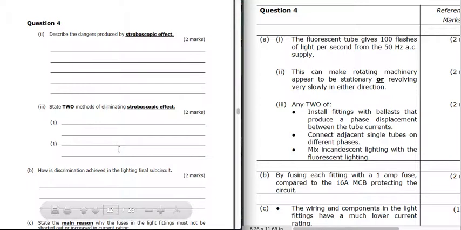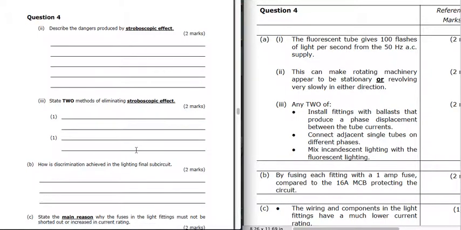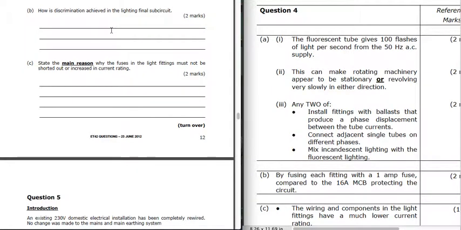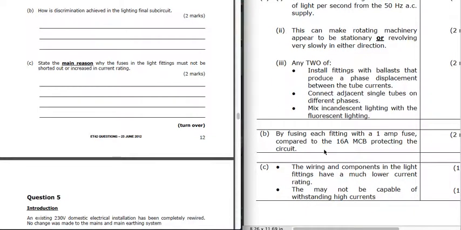How do we eliminate it? Well, we can put different fittings on different phases, or use ballast with a phase displacement, or we mix incandescent lighting, so normal filament lighting, with the fluorescent lighting. How is discrimination achieved in the lighting final subcircuit? Well, we've got 1 amp fuses on the fittings, and we've got a 16 amp MCB protecting it, and so we're going to get discrimination between there. If there's a fault in the fitting, that 1 amp fuse will blow before the 16 amp.